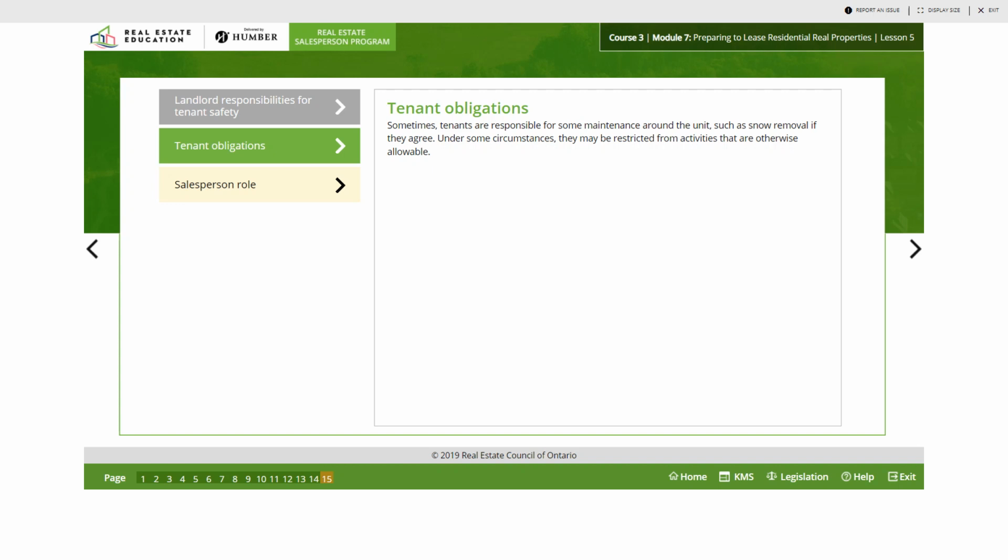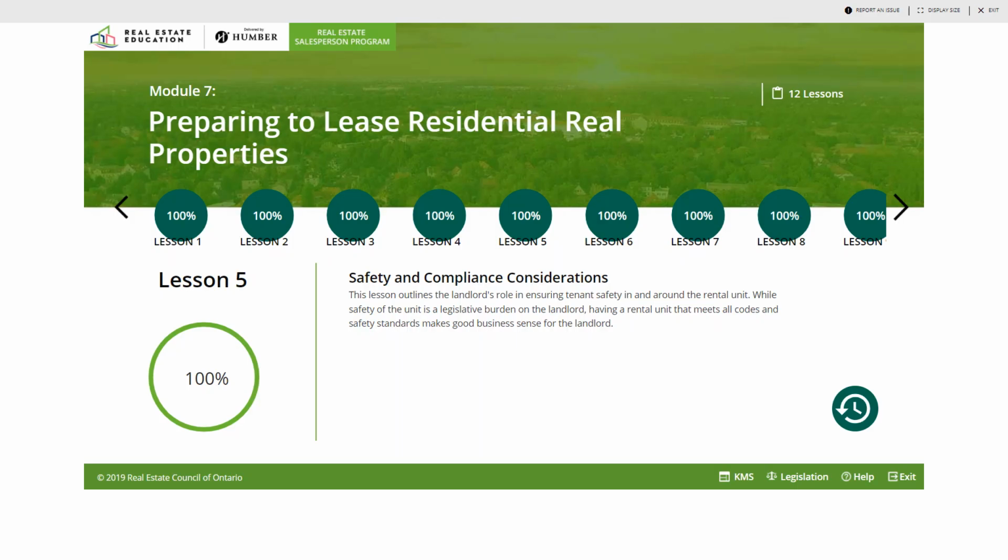Tenant obligations. Sometimes tenants are responsible for maintenance around the unit, such as snow removal. If they agree, under some circumstances, they may be restricted from activities that are otherwise allowable. Salesperson role: you can provide valuable information. Observing the code of ethics and keeping your knowledge up to date will ensure you provide accurate information to both landlords and tenants.